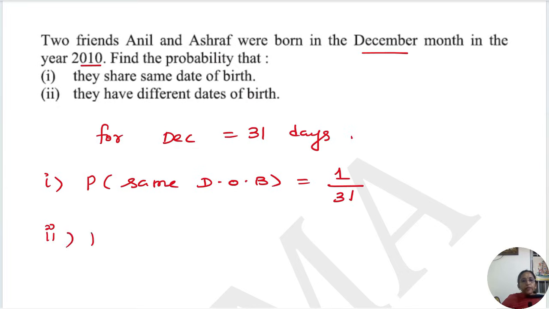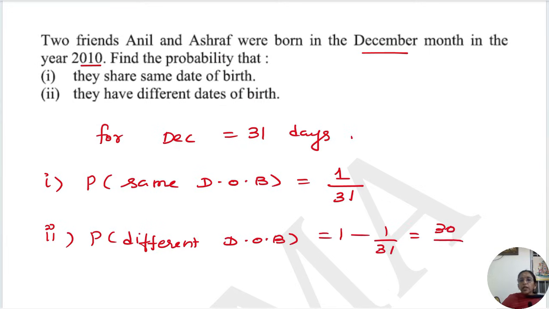And for different date of birth, so 1 minus 1 by 31. So 30 divided by 31.